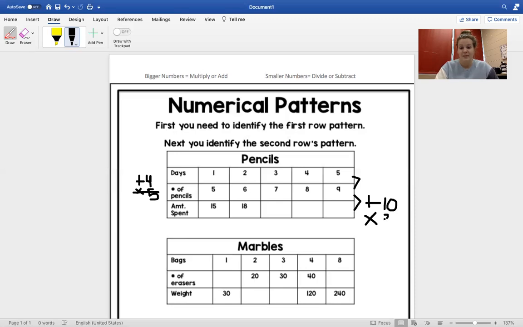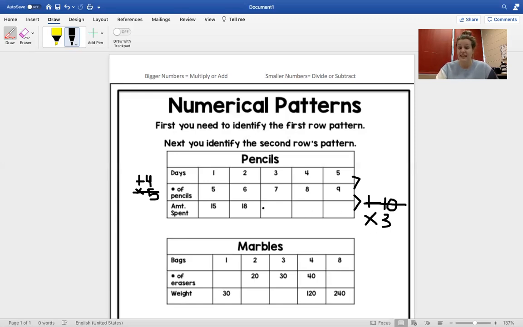Great job. So we know that our rule to go from the second row to the third row is either plus 10 or times 3. So let's look at our second numbers that they gave us and see which one works. 6 plus 10 equals 16. But this number is 18. So plus 10 is not our rule. Let's see if times 3 works. What is 6 times 3? 18. So that means our rule is times 3.